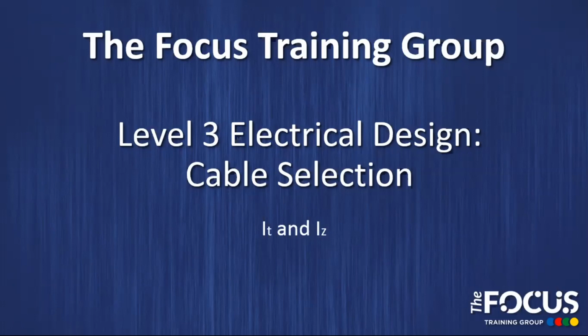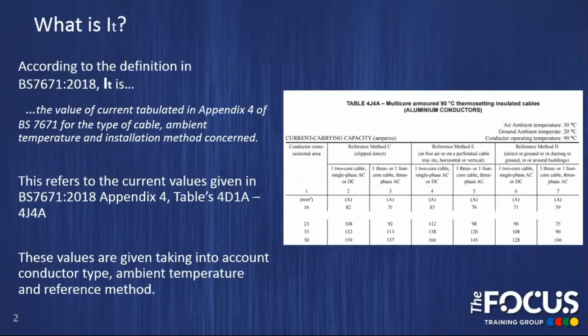Today we're going to have a look at the values of IT and IZ. First up we have IT. According to the definition in BS 7671, IT is the value of current tabulated in Appendix 4 of BS 7671 for the type of cable, ambient temperature and installation method concerned.